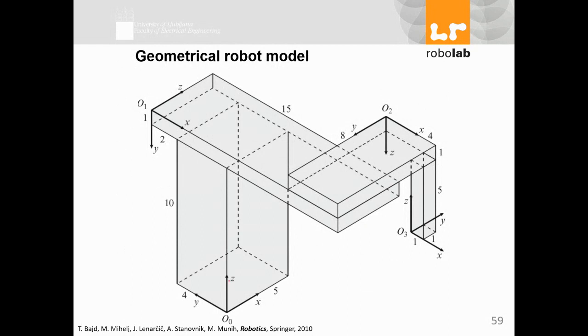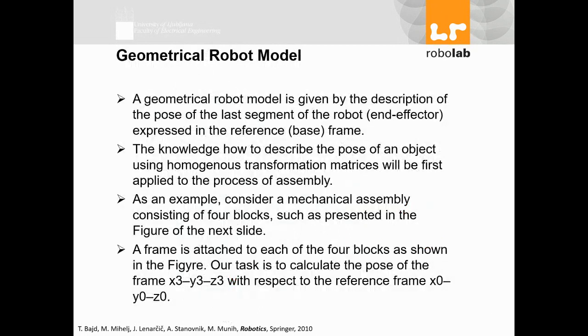What we have here is a base down here, the base coordinate system, and the end effector, or end of the arm of the robot. And we try to build a relationship between this coordinate system and this one using a homogeneous matrix, like we did before. A frame is attached to each of the 4 blocks as shown in the figure.